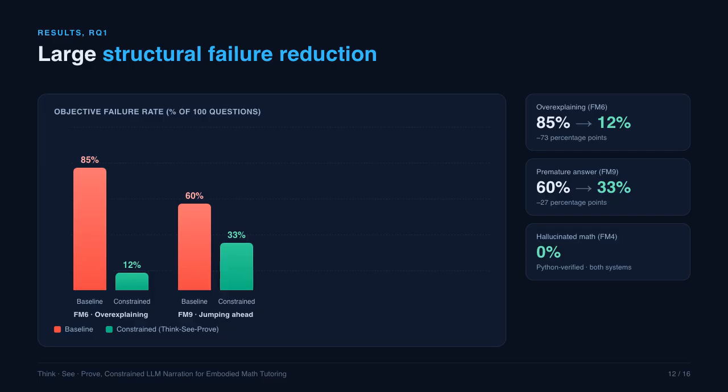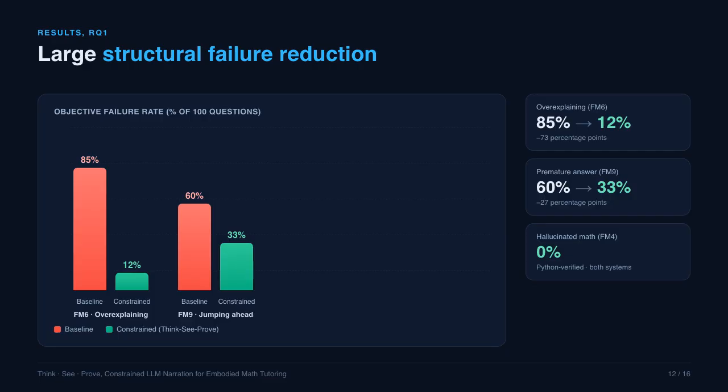That is a 73 percentage point reduction, and it reflects the model no longer collapsing the distinct pedagogical phases into one long block. A mature answer reveal, failure mode 9 drops from 60% down to 33%.